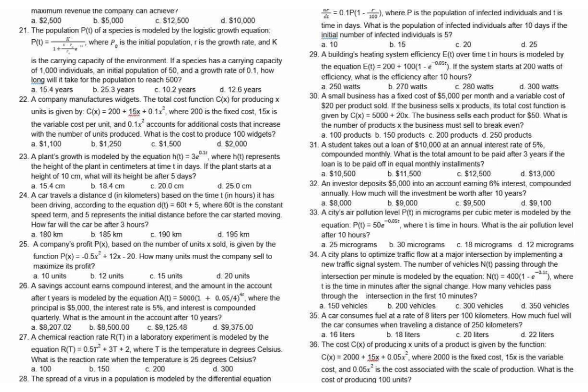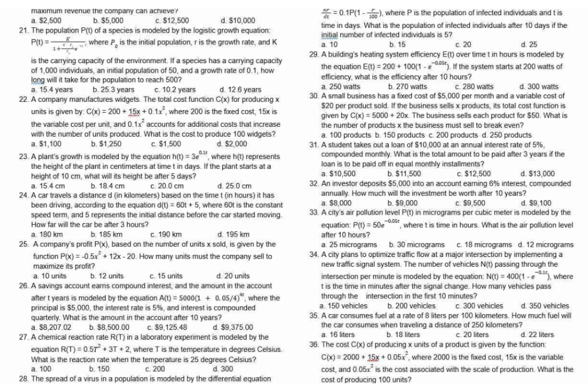$9,000. A city's air pollution level P of t in micrograms per cubic meter is modeled by the equation P of t equals 5e raised to the power of negative 0.05t, where t is the time in hours. What is the air pollution level after 10 hours? So after 10 hours, it will be 25 micrograms.